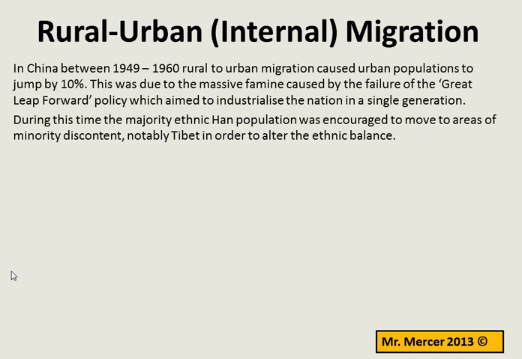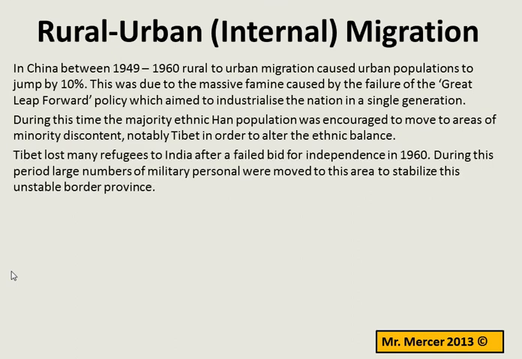First internal migration was because of the failure of the Great Leap Forward. And so because of the famine that caused, people moved to the cities. Second internal migration is when the ethnic Han population were basically required to move around the country to spread their influence to the outlying districts, such as Tibet. Tibet didn't really like that, and they tried to get independence in 1959 to 60. They failed in that effort.